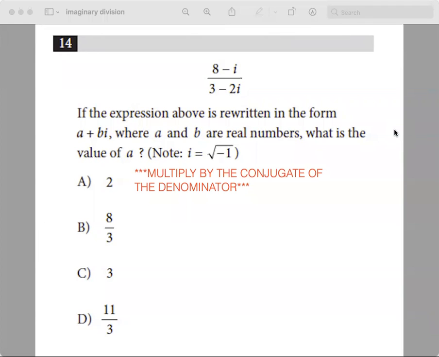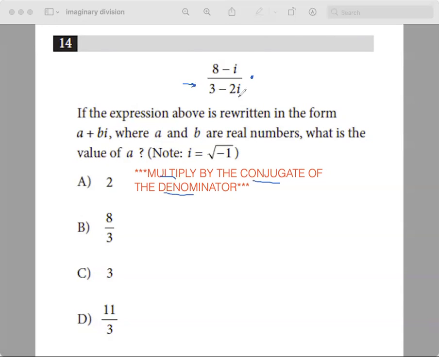If the expression above is rewritten in the form a plus bi, where a and b are real numbers, what is the value of a? So when you see a question like this, you have to know immediately what to do. When we're dividing by imaginary numbers like this, you want to multiply by the conjugate of the denominator.